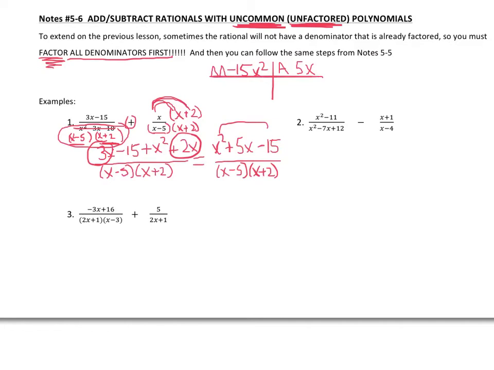You can think and think and think. The only factors of negative 15 are negative 1 and 15, and negative 3 and 5. Neither one of these gives me two numbers that will add to give me 5. Even if I switch my negative signs, it's still not going to work. There is nothing that will multiply to give you negative 15 and add to give you 5. Therefore, the numerator will not factor anymore, and so this is your final answer.